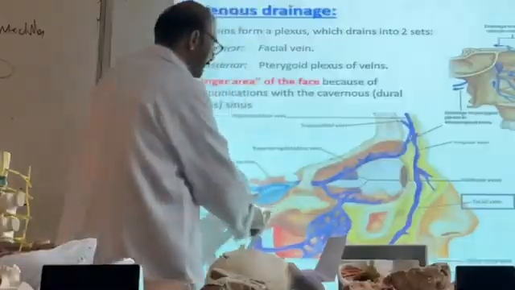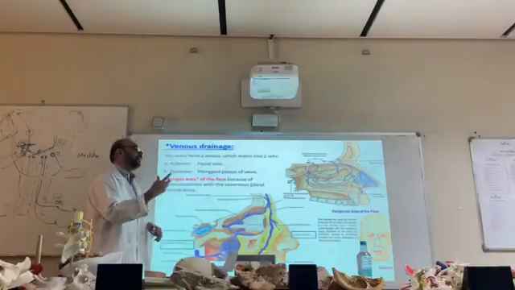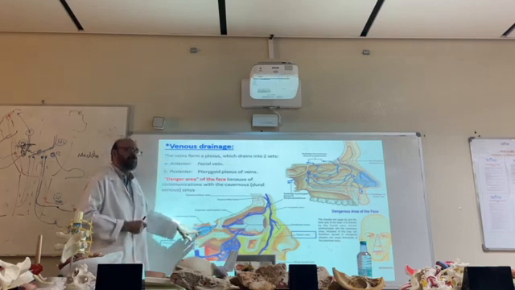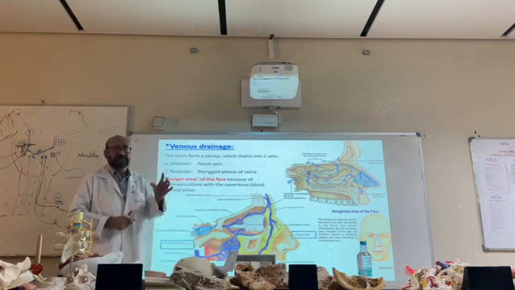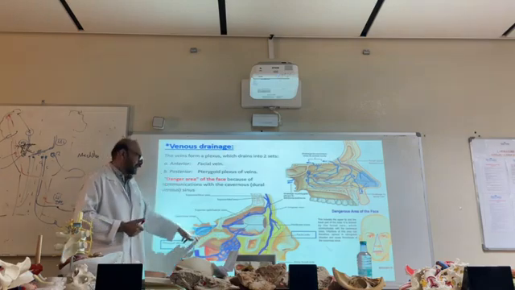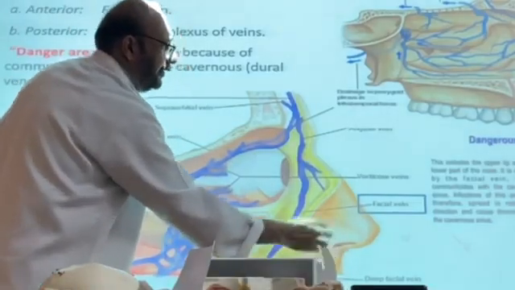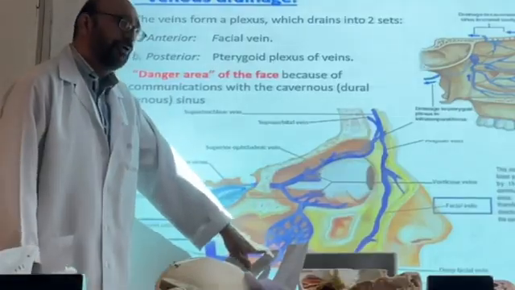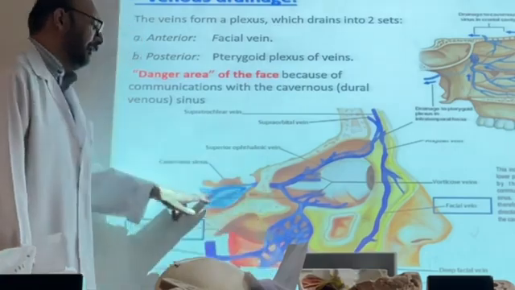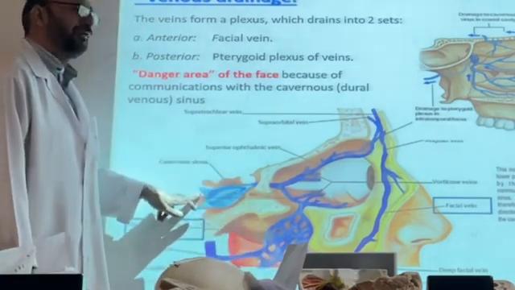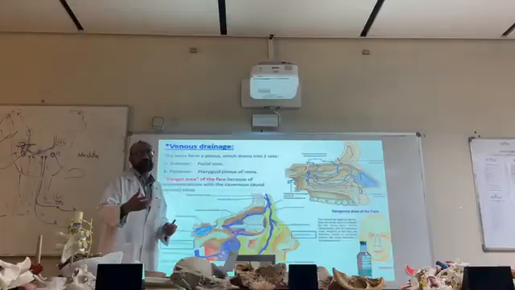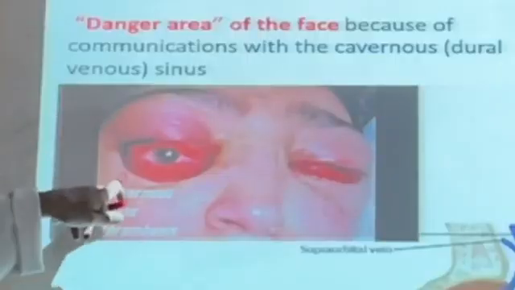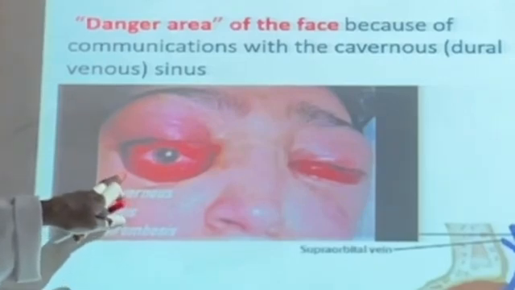Once it is infected, this can go into a process known as thrombosis of the cavernous sinus. Cavernous sinus thrombosis can sometimes be lethal. It can kill the patient. It's so dangerous. So any infection from here, the danger area of the face, can go back through the pterygoid plexus and communicate with the cavernous sinus, which can be thrombosed, and this is one of the clinical significances. This is how a person looks with cavernous sinus thrombosis.